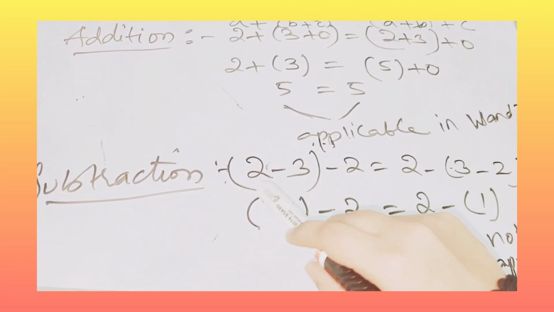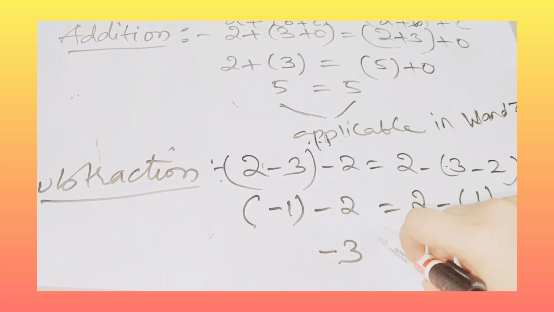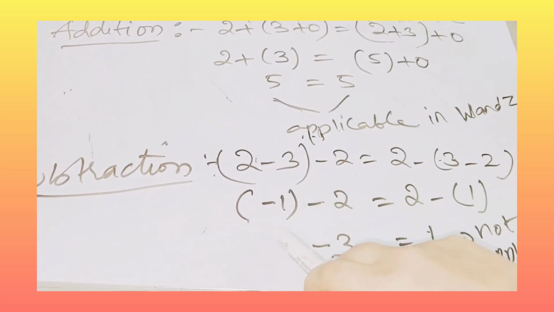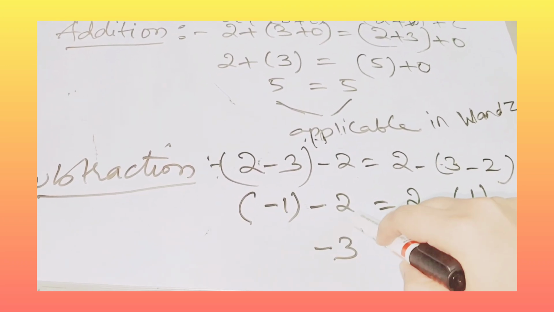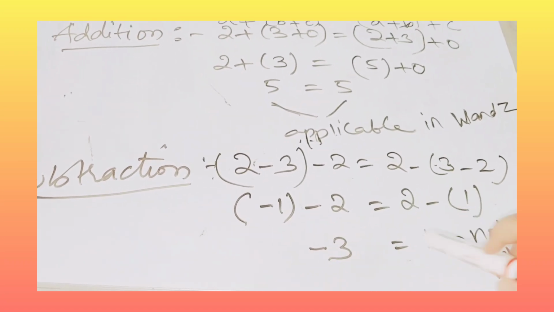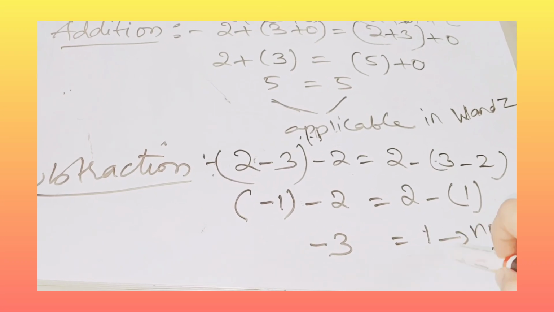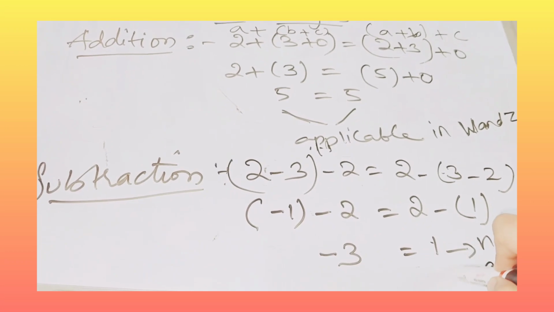Now we'll do this. 2 minus 3 is minus 1. Again minus 2, so 2 minus 3 minus 2 is minus 3. Now, minus 1 minus 2 is minus 3. Again, don't multiply this: minus 1 and minus 2 means minus 3. Then 2 minus 3 is minus 1. So the answer is different now, so it is not applicable in whole numbers and integers.